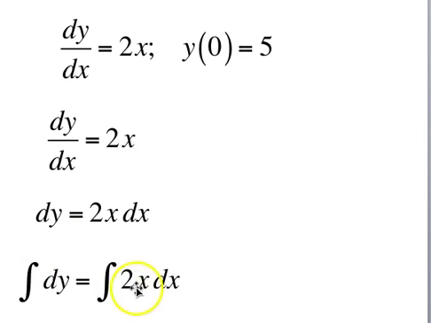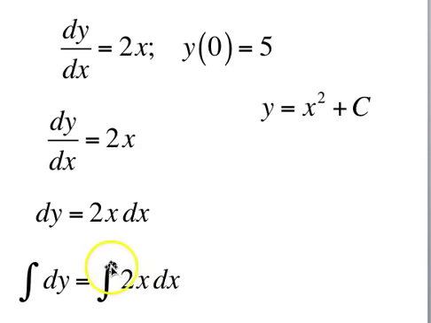So the integral of dy is the integral of 2x dx. Again, thinking of a 1 there. Tell me a function whose derivative is 1. Well, the derivative of y with respect to y would be 1. Tell me a function whose derivative is 2x. Of course, the derivative of x squared is 2x. So we could think of this as y equals x squared plus c.